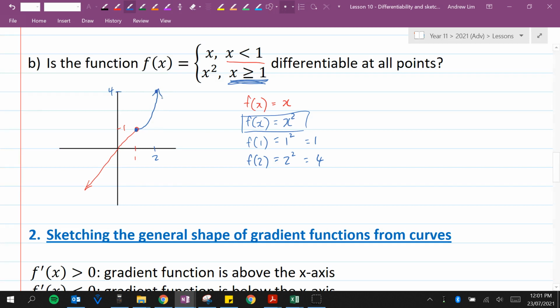So, is the function differentiable at all points? No. Not differentiable at x equals 1 because it's not smooth.